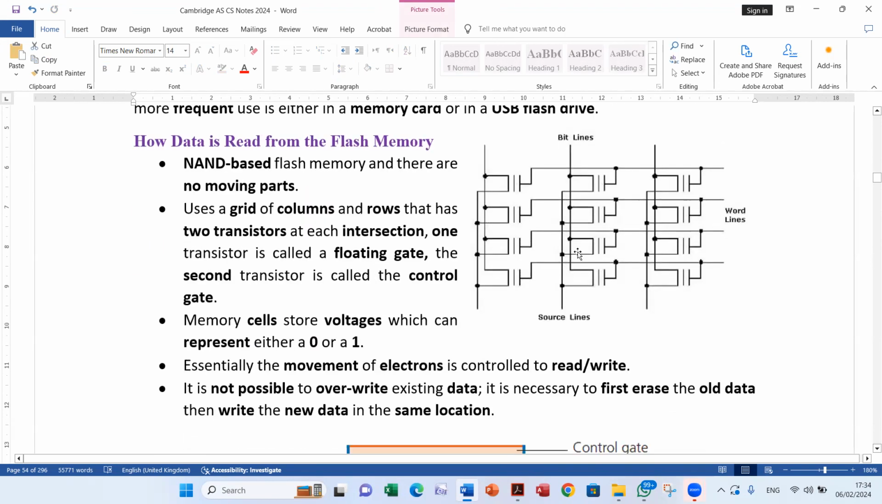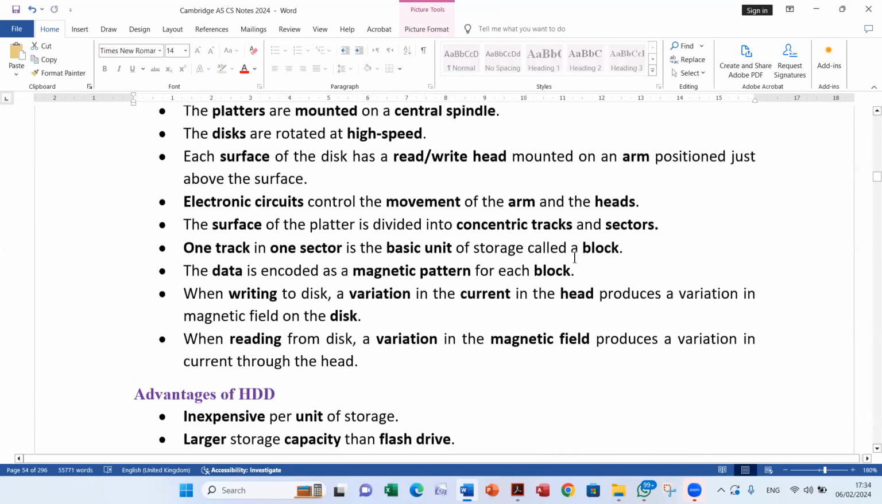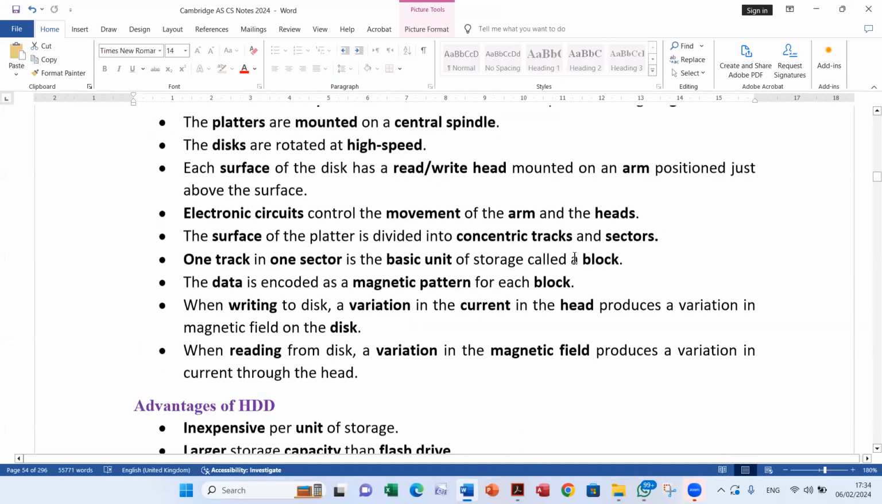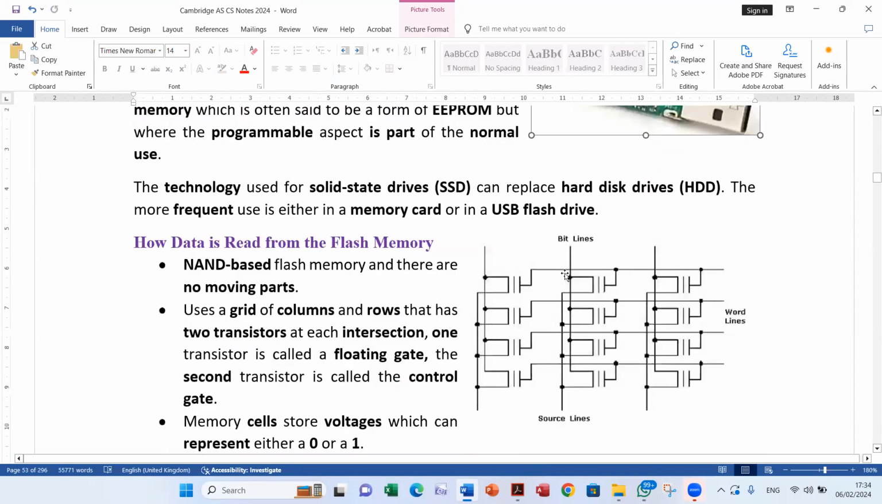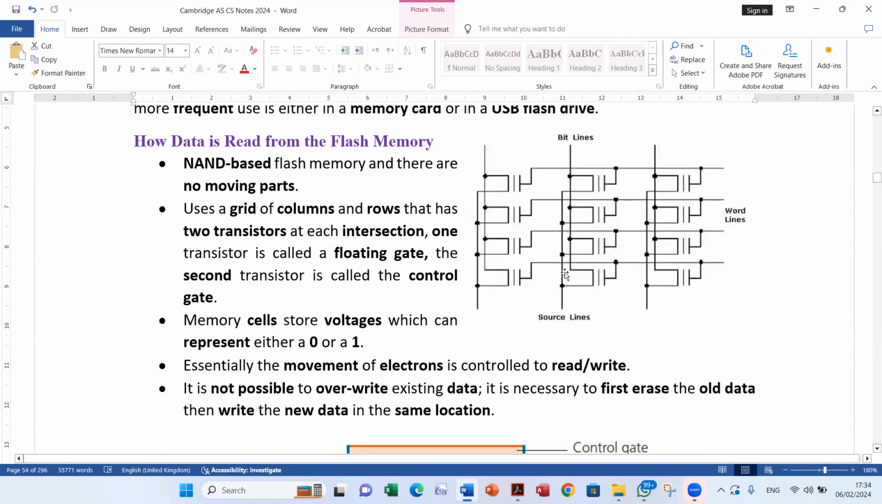Next, how data is read from the flash memory. Before, we studied the principles of operation of the magnetic hard disk. Here, we need to study the principle of operation of the flash memory. It uses NAND-based flash memory. You should be familiar with NAND gates in the logic circuits that we will study a lesson or two ahead. So it uses NAND-based flash memory, and there are no moving parts. The SSD has no moving parts.